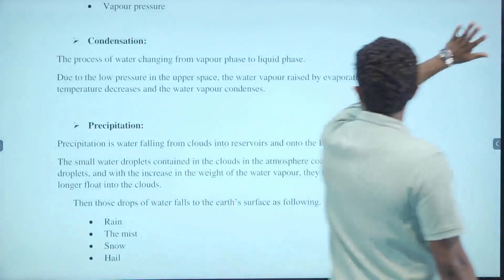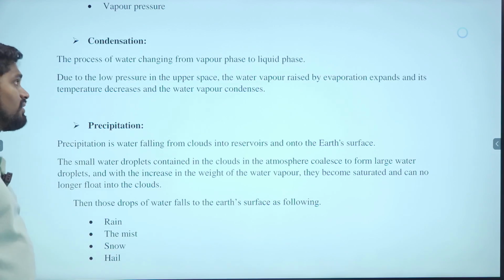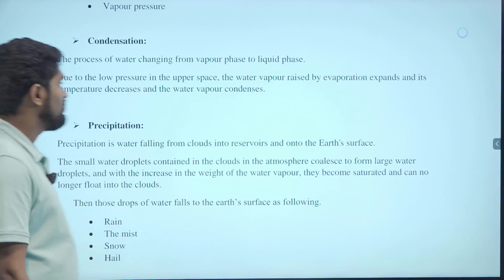And we are going to see our tute. Condensation is the process of water changing from the vapor phase to the liquid phase due to the low pressure in the upper surface. The water vapor raised by evaporation expands, the temperature decreases, and the water vapor condenses.